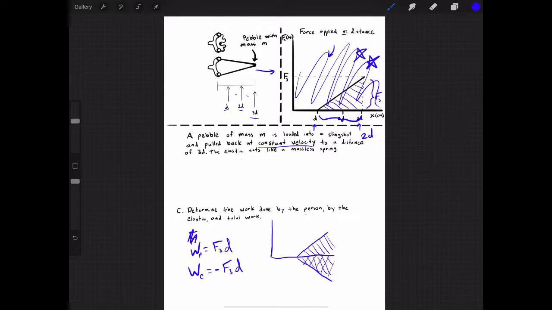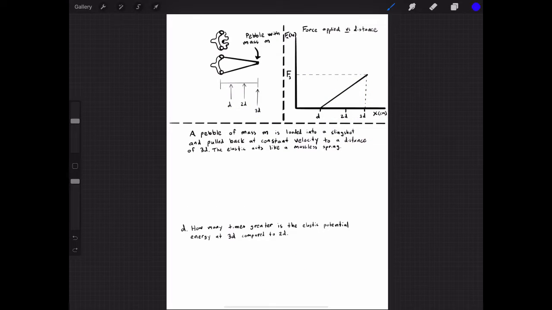If we want to find the work total on the object, on the little pebble, we're going to add up these two. And that's going to result in F3D minus F3D, which is just equal to 0. So the total work done on the pebble is just going to be equal to 0.